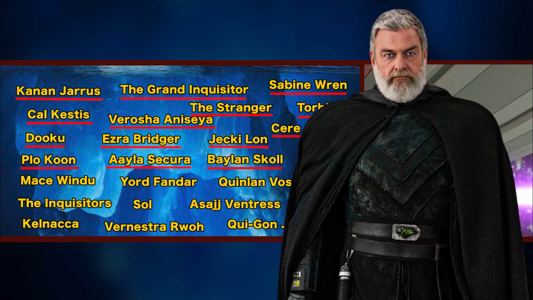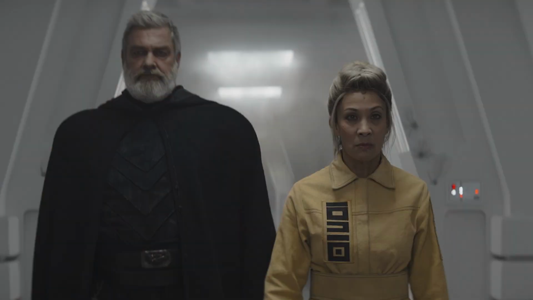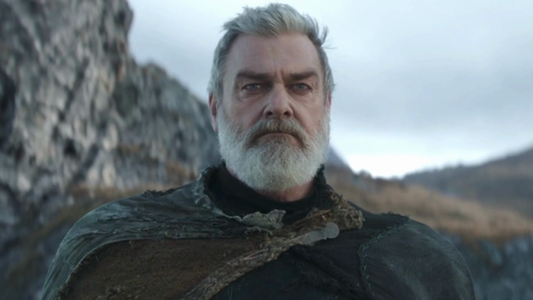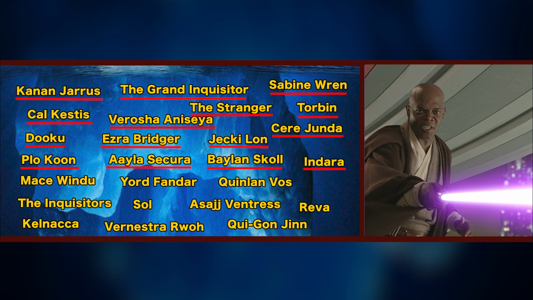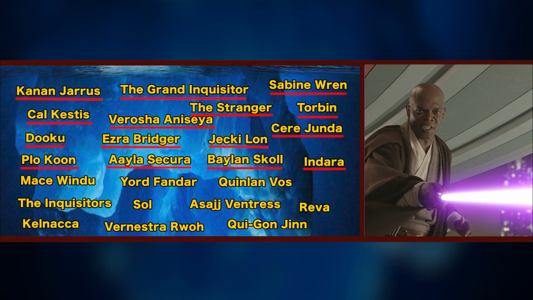Next, there's Baylan Skoll. Baylan Skoll was a Jedi who survived Order 66, and then went his own way. He survived through the entire Imperial era, and went on to serve Morgan Elspeth. He first appeared in the Ahsoka show. After this, there's Indara. She was another of the 4 Jedi who appeared in The Acolyte and went to Brendok.